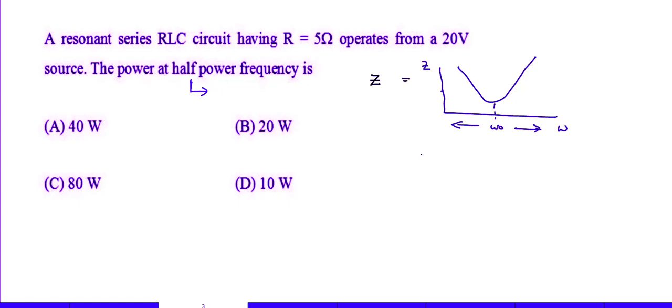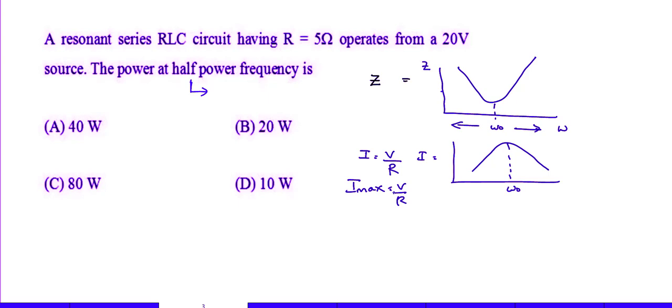So what is the current here? Current equals maximum here, at resonant frequency. Below resonant frequency it is leading in nature, above resonant frequency it is lagging in nature. So at resonant frequency, I equals V by R, that is the maximum current, I equals V by R.